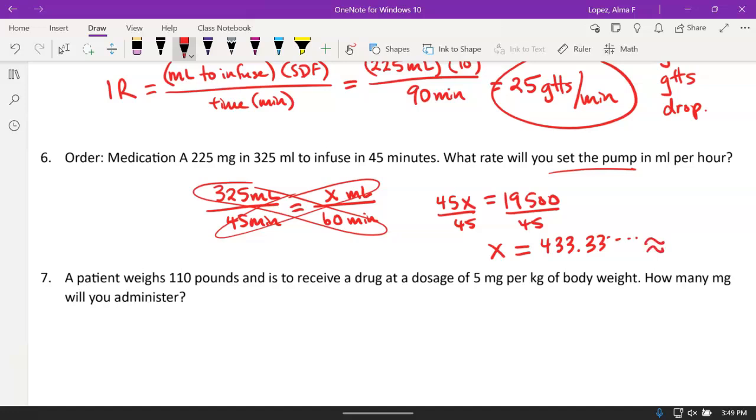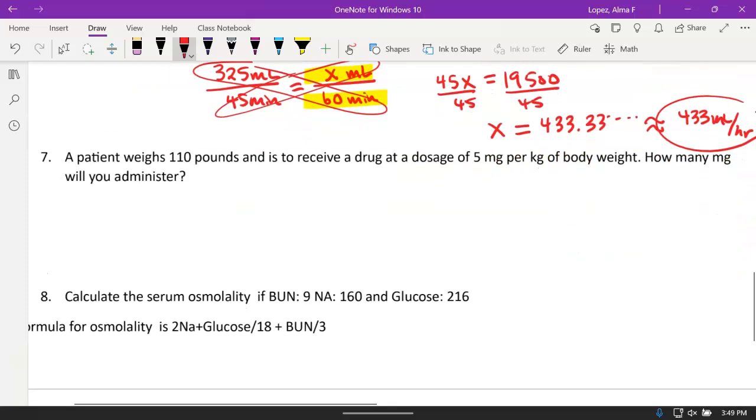I'm going to go ahead and round this one to whole units, so it's going to be 433, and again, because you built the units into the problem, it is milliliters per hour. You will have a place to put the number value, and you'll also have a place to put your unit. Let's look at number 7.